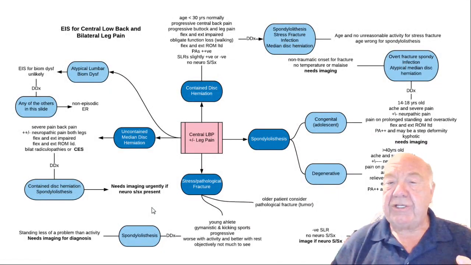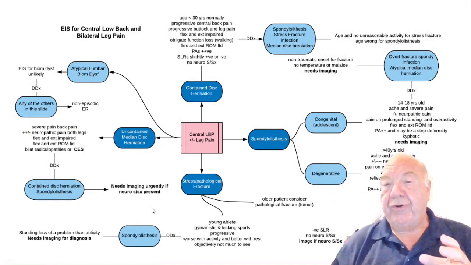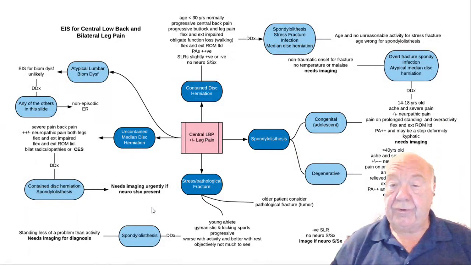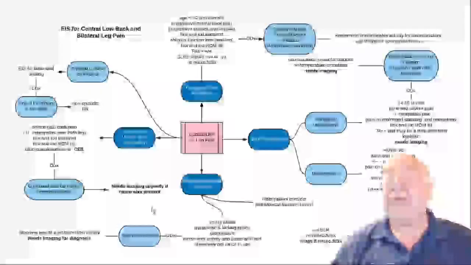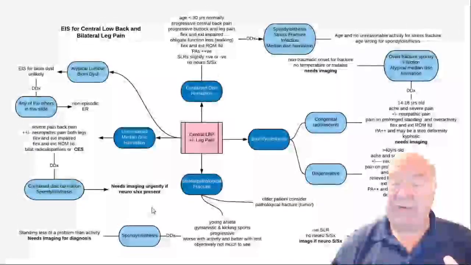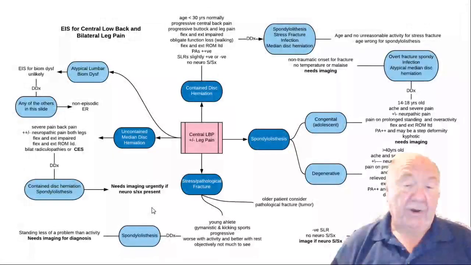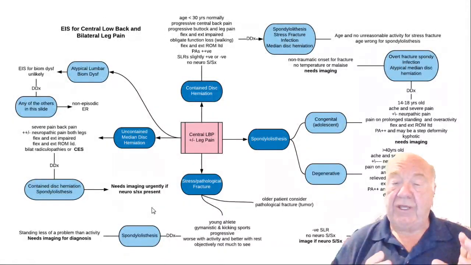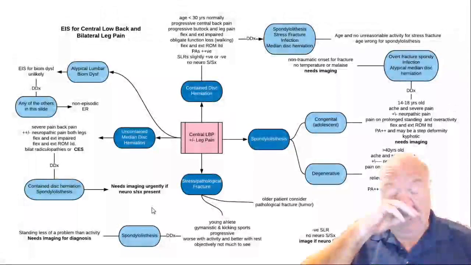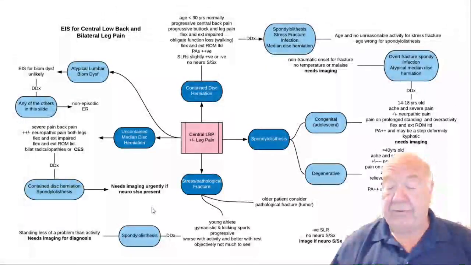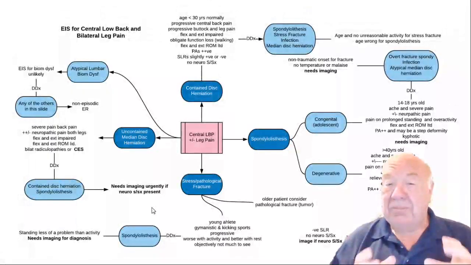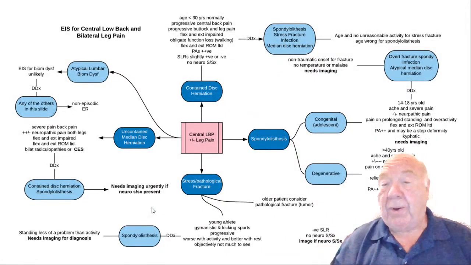Median disc herniations will affect the dura quite badly and often the neural tissues, so you'd expect to see neurological signs which you wouldn't see with a contained disc herniation. And very limited straight leg raise, unless the cauda equina syndrome is so bad that the disc herniation has basically desensitized them. But at that point, there's not really a problem saying that this is a median disc herniation.